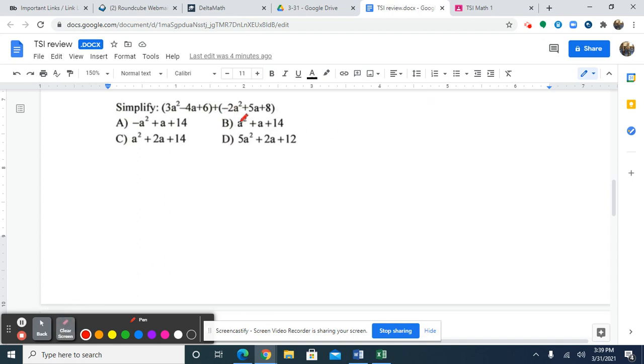And now let's try simplifying this. With this, there's no extra steps. All we need to do is combine like terms since we're adding. So we're going to combine 3a squared and negative 2a squared. So that's 3 minus 2, which leaves us with 1a squared. Then we have negative 4a plus 5a. That's negative 4 plus 5, which leaves us with positive a, 1a. And then 6 and 8 added together gives us a total of 14. So our simplified version is answer B.